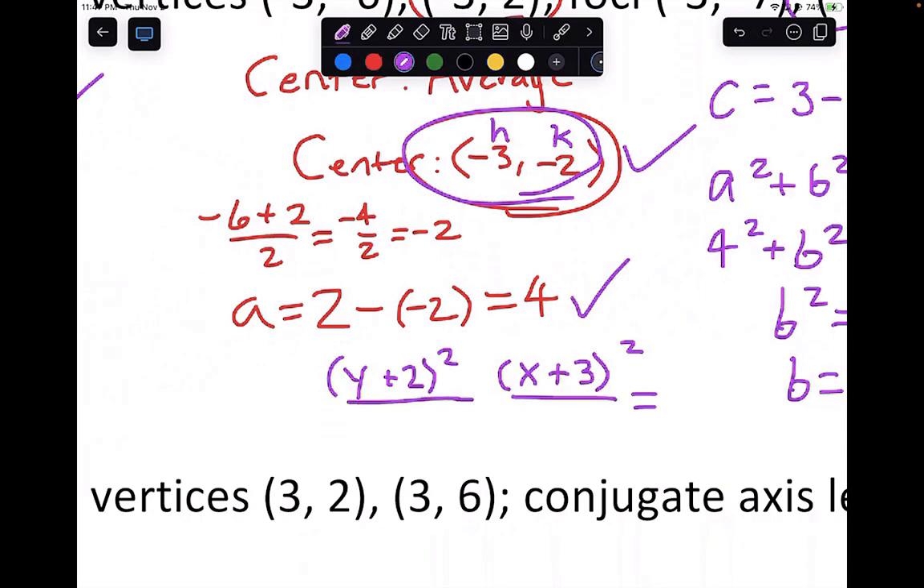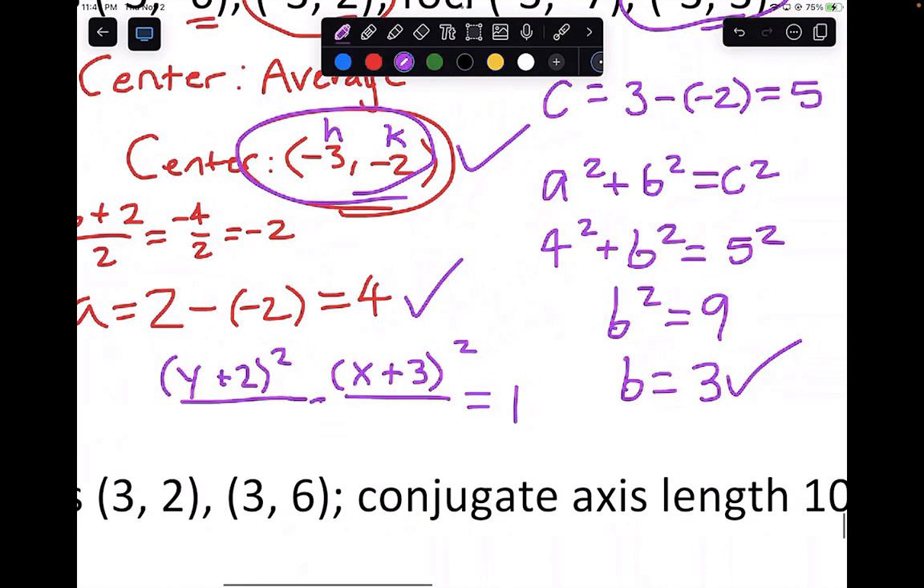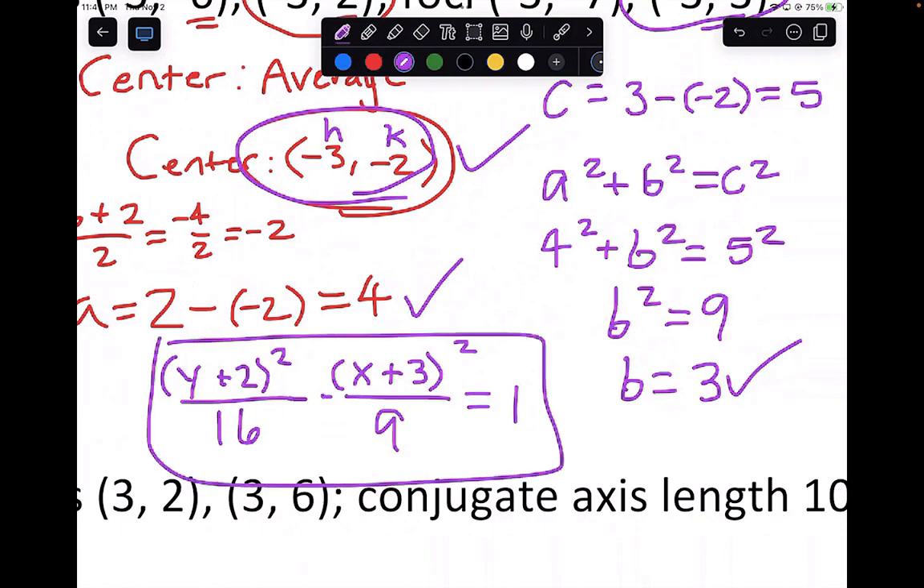Equals 1. I accidentally covered up my minus, so I'll just put that right there. And then the a squared will always come first. A squared will be 16. B squared will be 9. And once again, make sure minus is in between them, and then that should be your equation right there.